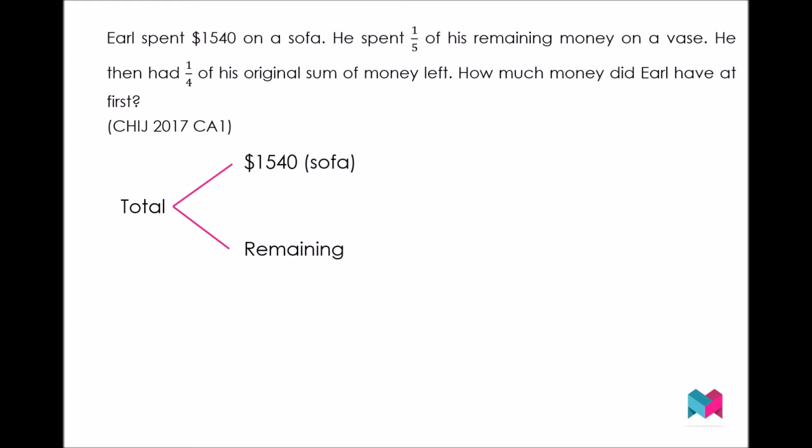We know that O spent $1,540 on the sofa. Again, we do not know the value of the money he had remaining after buying the sofa. So we use the word remaining as a placeholder.